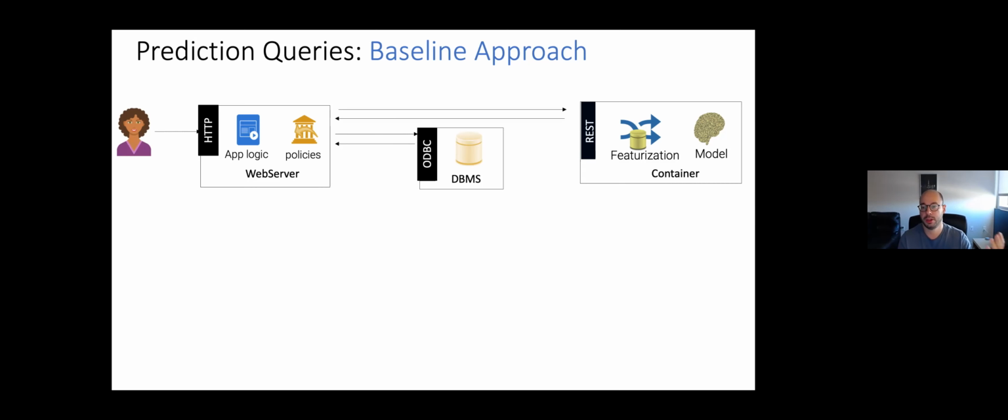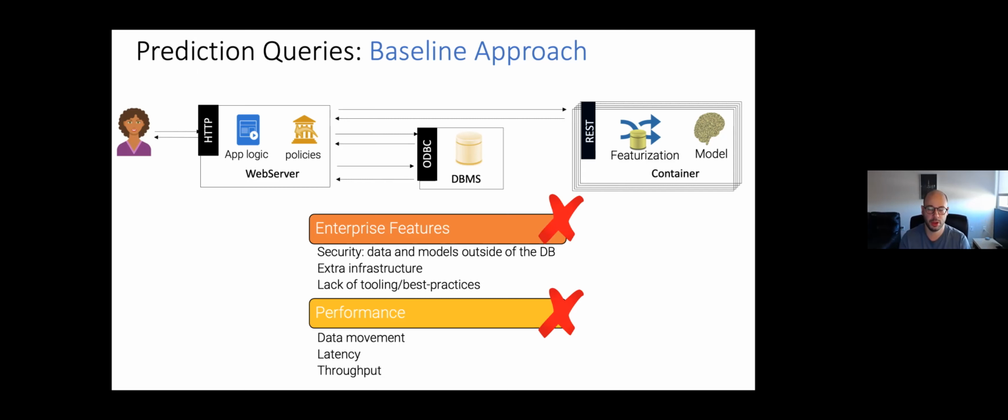gets back the data, and then also sends the data to the container in order to do the predictions, right? Gets back the results, probably updates the database, caches some of the results, and then returns the results to the user. Now, we see a few problems with this approach. And then also, if you have multiple models, you're going to be having multiple containers and so on. So we're lacking a lot of enterprise features which are really important.